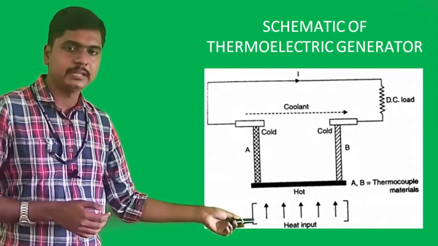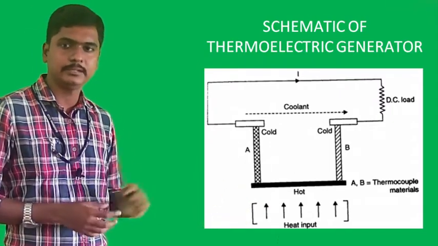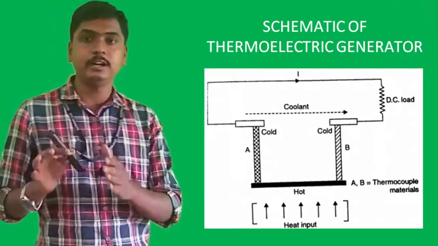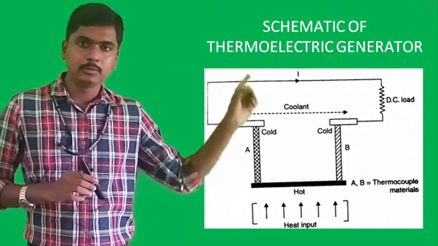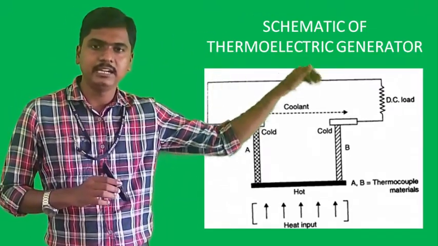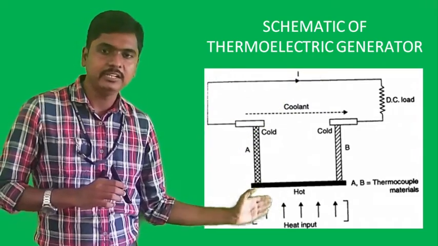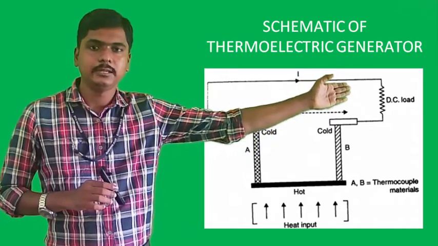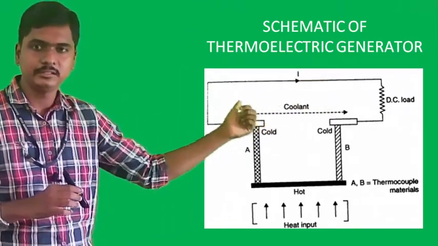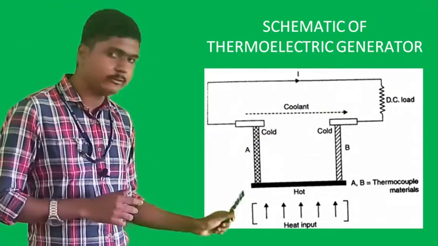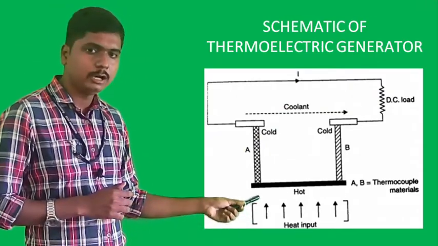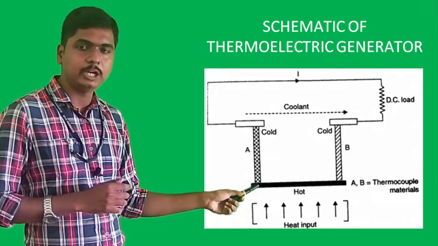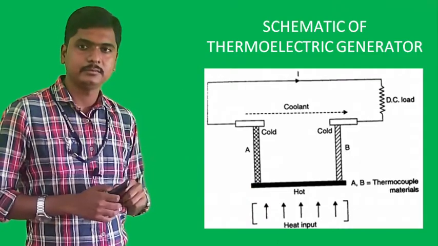Now next, we are providing some heat input to this hot plate. Some heat energy we are providing to the hot plate, because that is the meaning of direct energy conversion. Thermo means heat, electric means electricity. So this heat energy we are directly converting to electricity, and that's why it is a thermoelectric generator. Clear? Now the temperature of this hot plate will gradually increase.